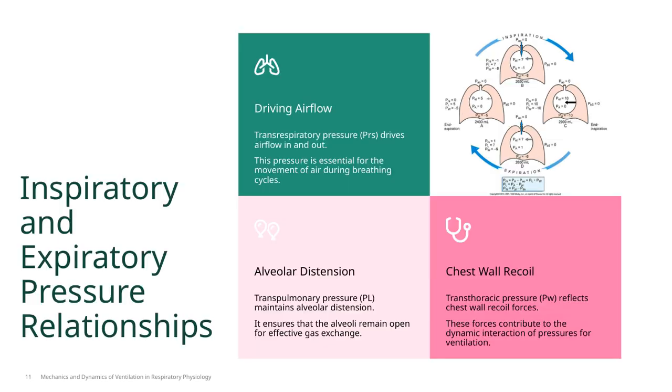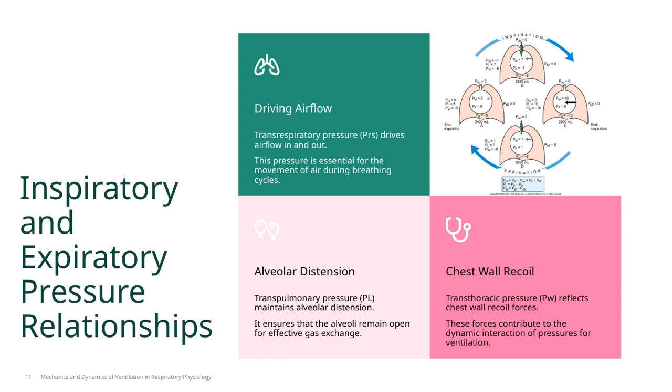Now, let's look at how airflow is driven during respiration. The key concept here is transrespiratory pressure, or PRS, which is what actually moves air in and out of the lungs. Think of it as the pressure difference that creates the force necessary for airflow during each breathing cycle. Without this pressure, air wouldn't flow in or out effectively.